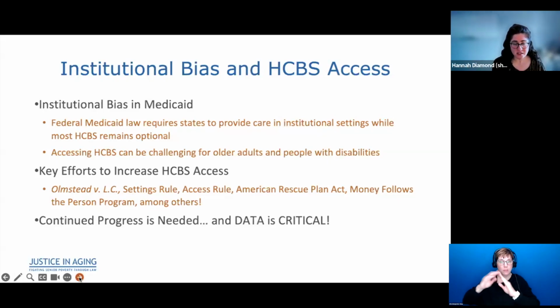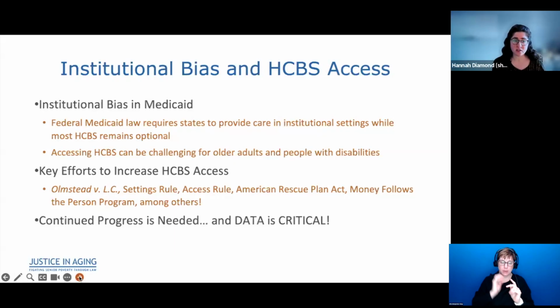So what this means is that someone who needs long-term care is only guaranteed services in an institution, and accessing care in the community, accessing home and community-based services can be very challenging for older adults and people with disabilities. There is variation between states. There's often variation within states. So there are a lot of challenges and barriers that individuals experience.